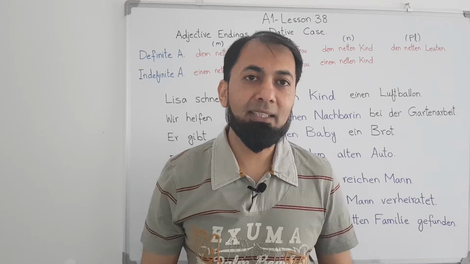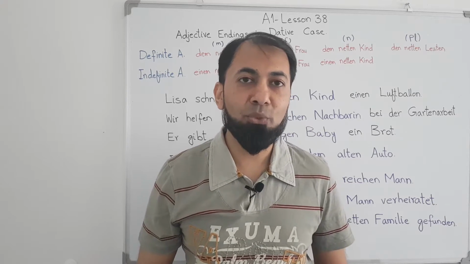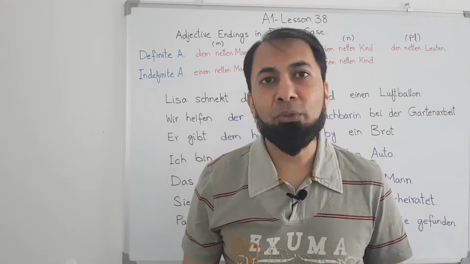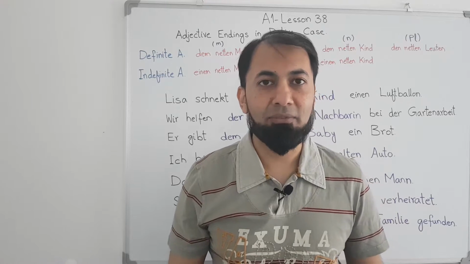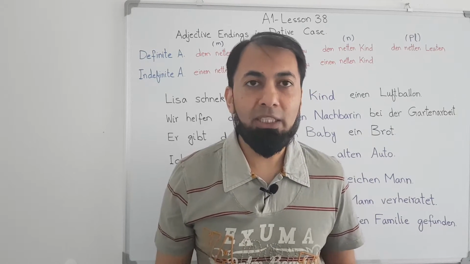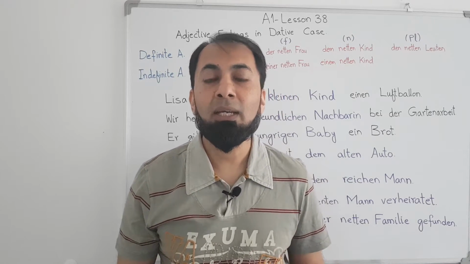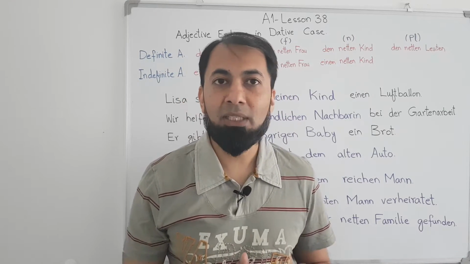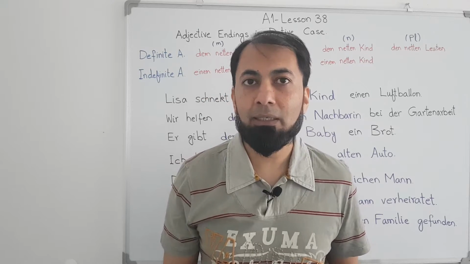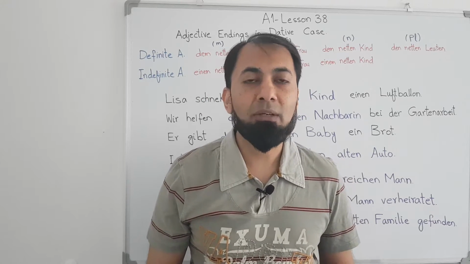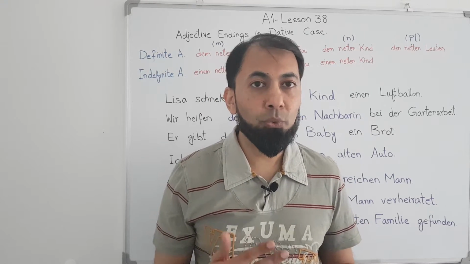Today is the 38th lesson of the A1 level of the German language course, and today we are going to talk about adjective endings in the dative case. What are adjectives? Adjectives are those words which describe the property of something or someone, like something is big, something is small, something is beautiful, etc.